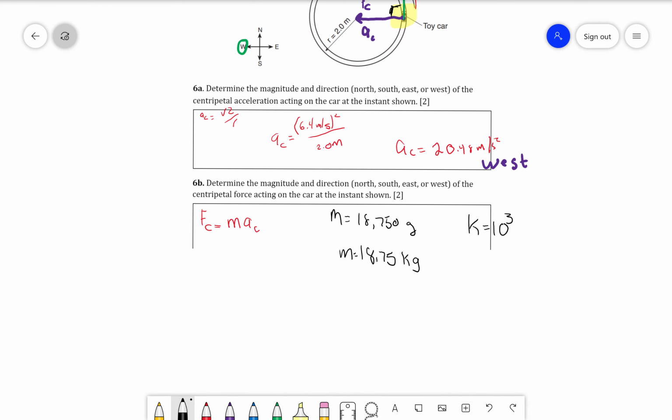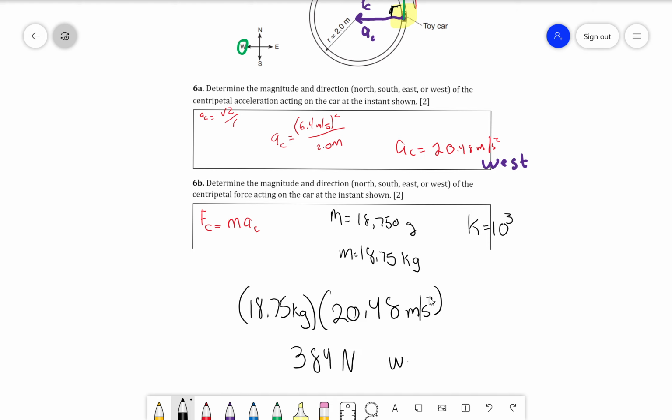So what do we do next? Well, we'll just plug everything in. We know the mass now, it's 18.75 kilograms. We know the centripetal acceleration is 20.48 meters per second squared. We multiply those two. Let me do that on my calculator. 20.48 times 18.75. We get 384 newtons going west. That is your centripetal force.